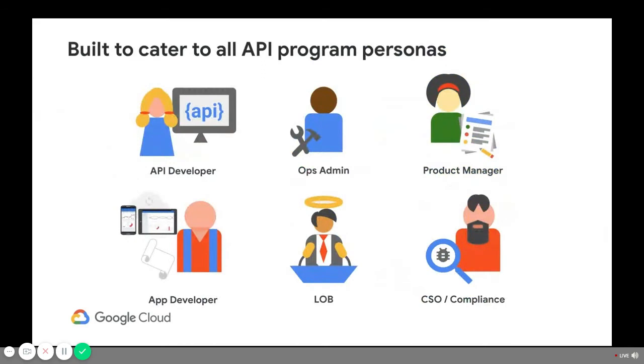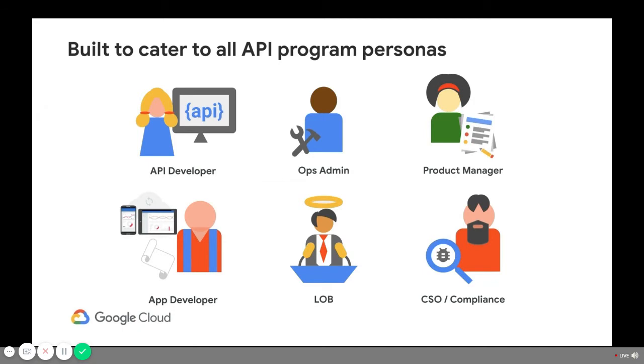Because if you look at it, the whole API program is not just about development. The whole API program caters to multiple personas. We have the API developers, definitely, they are building the APIs. We have the ops admin, right? You're putting up a platform today, who's going to manage it? What kind of tools are going to help the ops admin, so that having a new platform doesn't mean having new headaches or new overhead, right?